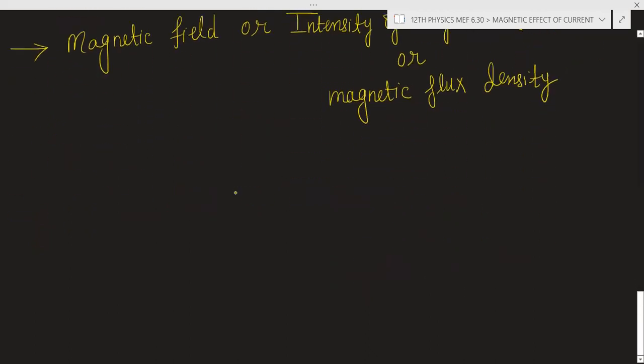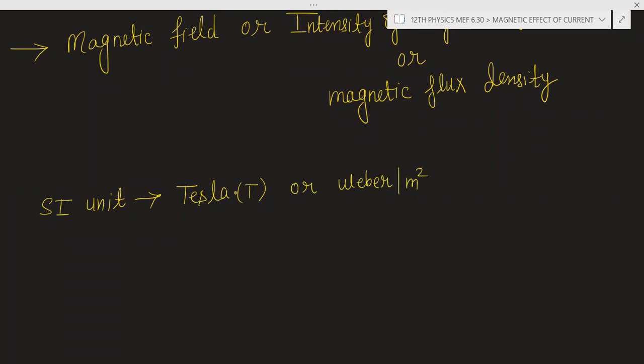Talking about the SI unit of magnetic field, the SI unit of magnetic field is Tesla. This is named after Nikola Tesla, or Weber per meter square. And the CGS unit is Gauss. Gauss was also a scientist. Okay, and if you want to convert, 1 Tesla is equal to 10^4 Gauss.